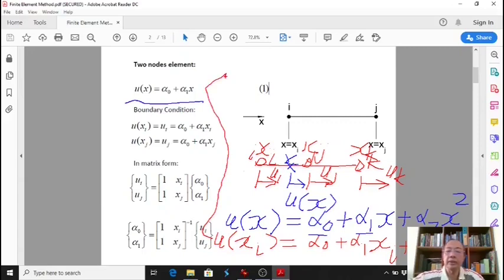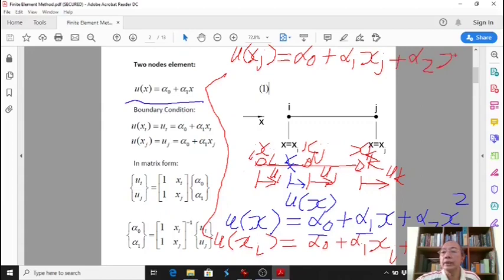Okay, we continue to here. So the second boundary condition: u at xj equal to, we use this, alpha 0 plus alpha 1 xj plus alpha 2 xj square. So we found the second equation. So the next equation comes from this boundary condition.